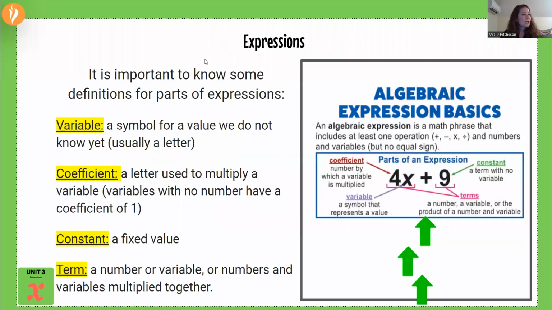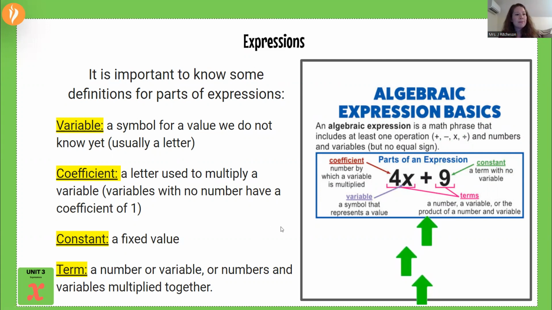All right, so within this expression, here we have an expression. There's no equal sign. We have how many terms? We have 2 terms. So the first one is a term, 4x is one term, and then there's a plus symbol which separates 4x from 9. So 4x is a term and 9 is a term. So you need to know all of these terms over here. I'm just going through them one at a time.